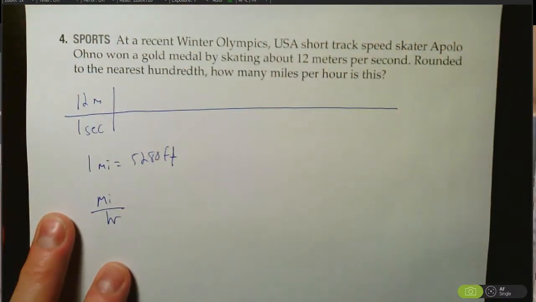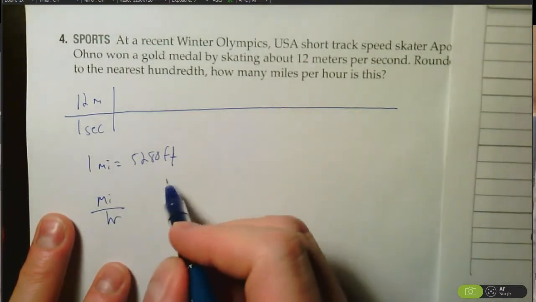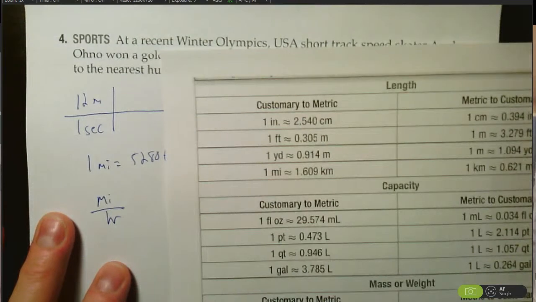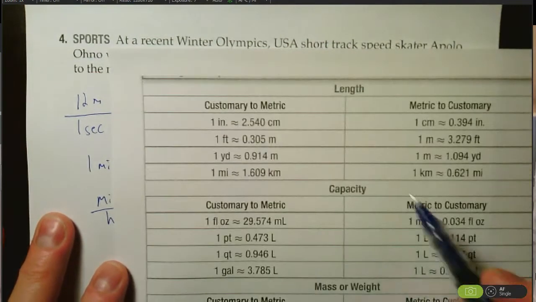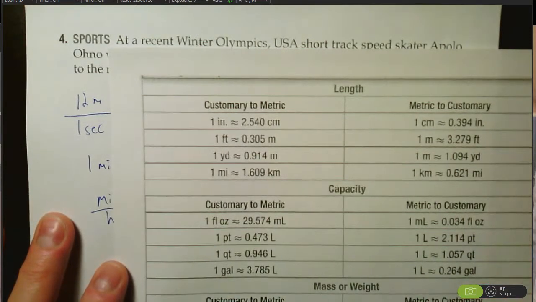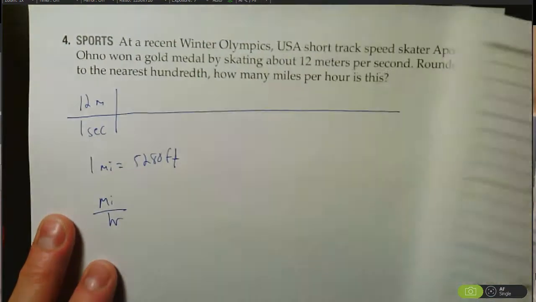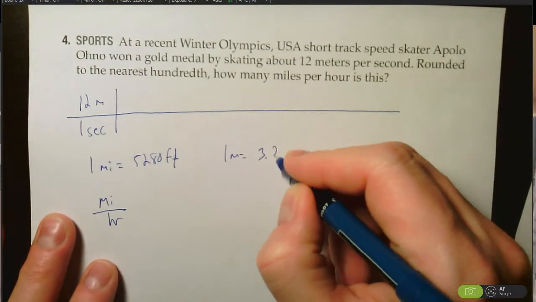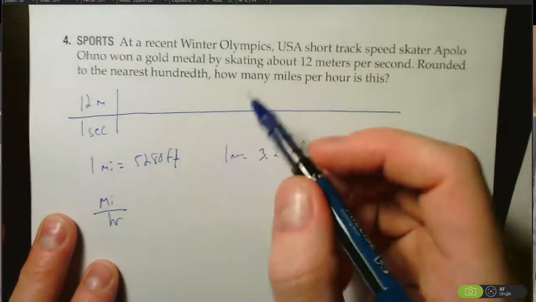So miles can give me feet. That's a conversion we already know. The real key is, can I get from meters to feet? And I can. I have two different ways to do that. I can say that 1 foot is 3.05 meters, or 1 meter is 3.279 feet. It doesn't matter which. I used this one earlier on, so let's go with this one. So 1 meter is 3.279 feet.